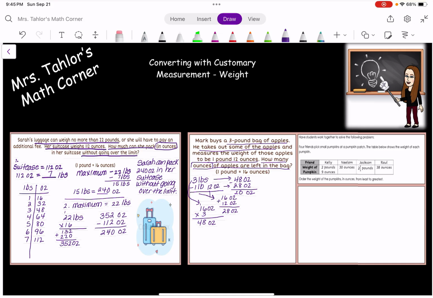So, I can see that Mark had 20 ounces of apples left in the bag. And when it says how many ounces of apples are left in the bag, we can write 20 ounces of apples are left in the bag.